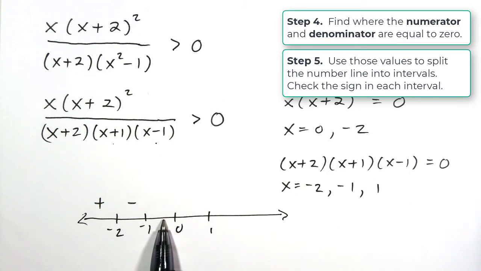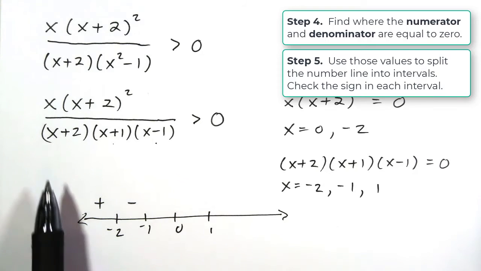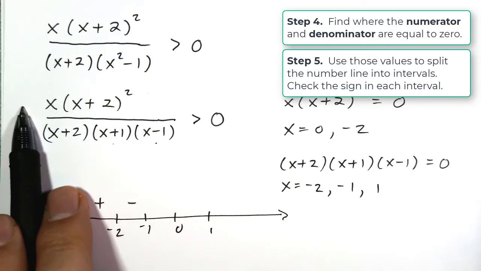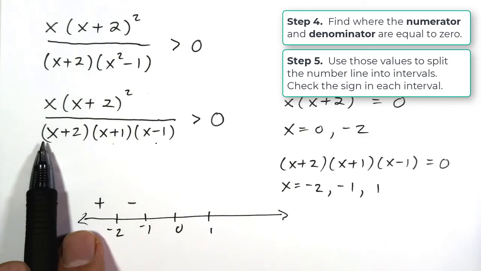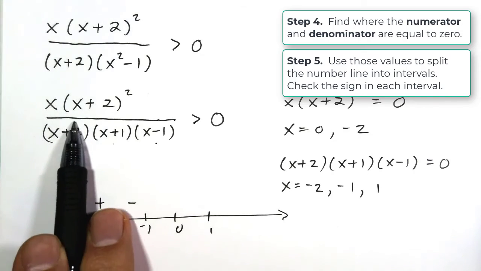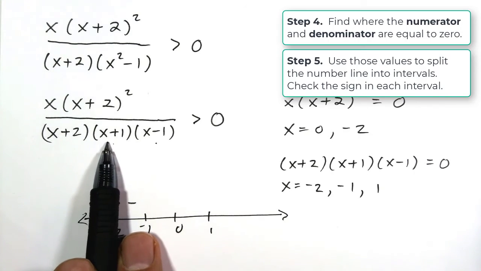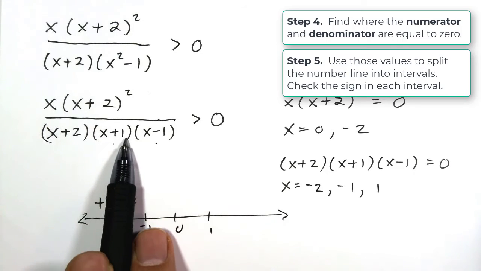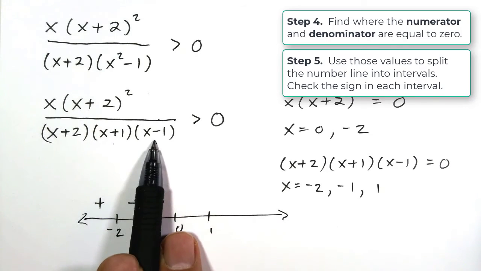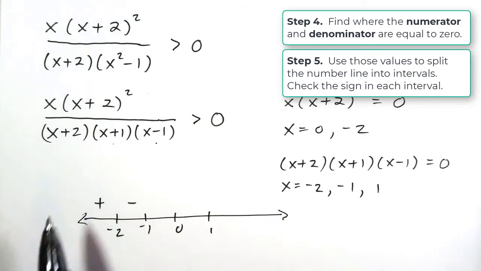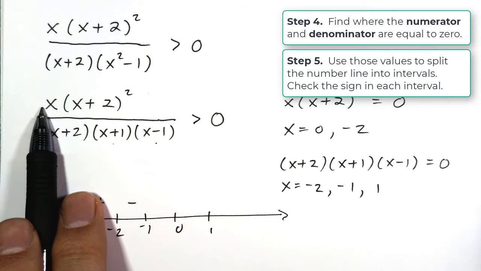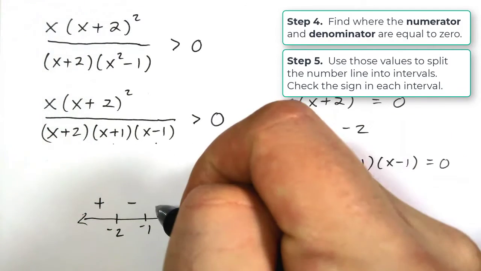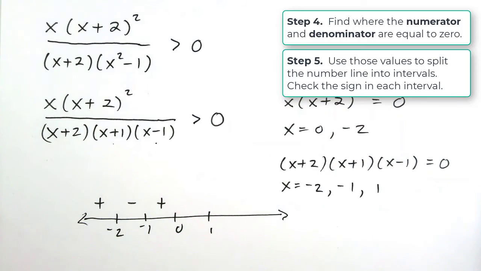Now, what happens in this interval between -1 and 0? Well, this is negative, this is positive, numerator is negative. What about here? This is positive. I'm greater than -1, so this is positive, and this is negative. So I have positive times negative. The denominator is negative. Numerator is negative, denominator is negative, so the result is positive.